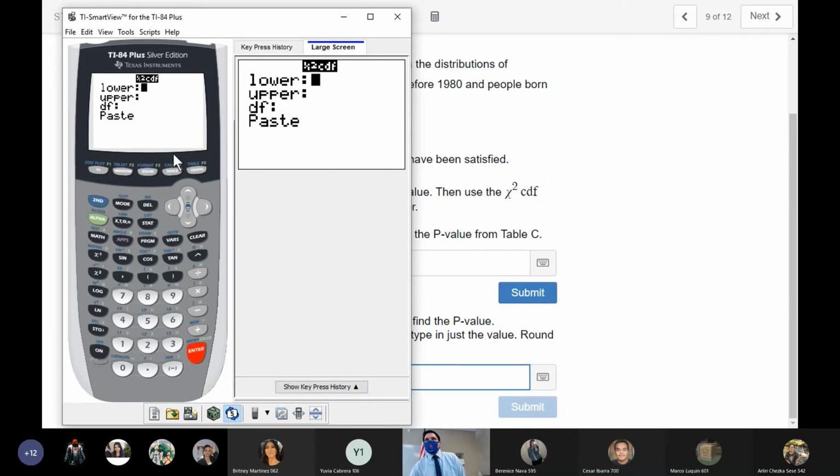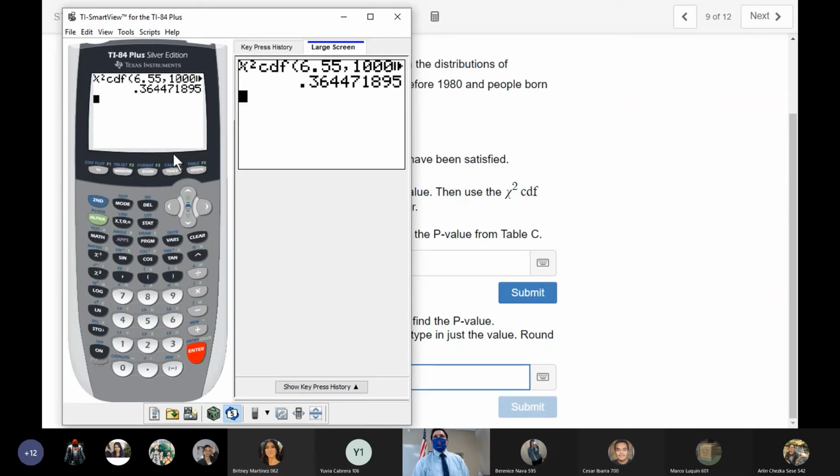For the lower, we'll put 6.55. For the upper, we'll just put a big number. 1,000 is fine. There's no upper bound on this. It's just greater than that certain chi-square value. Degrees of freedom is 6. We'll hit paste and we'll hit enter again. We get a slightly different p-value using this method. We get 0.3645, rounding to 4 decimal places.